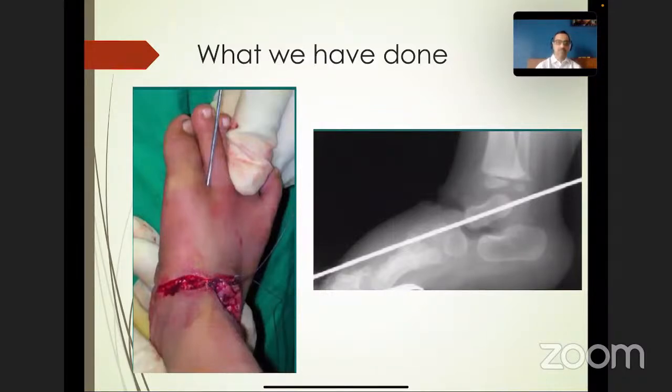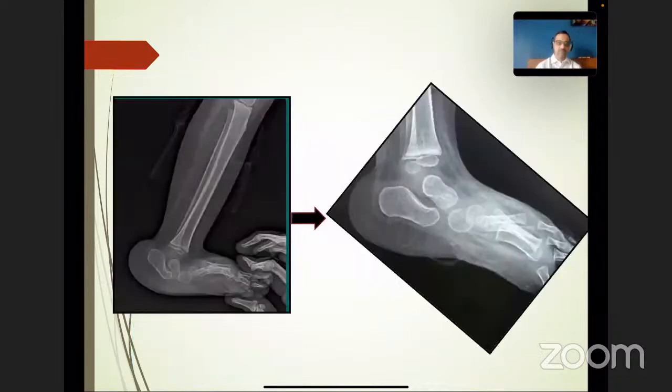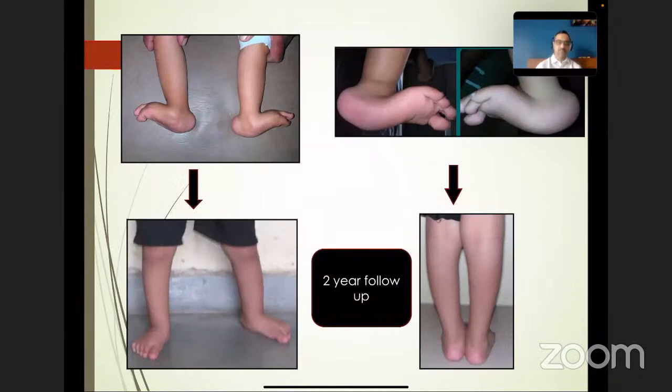The tibialis posterior was dissected, and the talonavicular capsulotomy, calcaneocuboid capsulotomy and ligament releases were done. Then the talonavicular joint was aligned and a retrograde K-wire was passed. Here we can see that the talus and the metatarsal base angle is restored. This is pre-op, and this is the post-op X-ray showing good correction, and the angles are all restored. This was the initial presentation, and this is the 2-year follow-up showing good correction, and the child is doing pretty well.